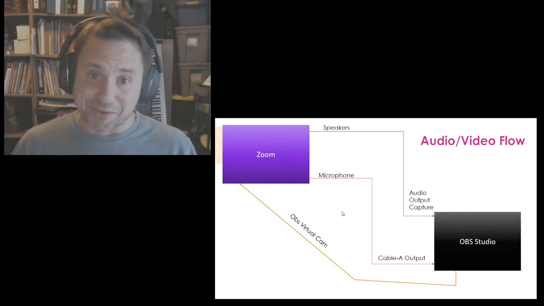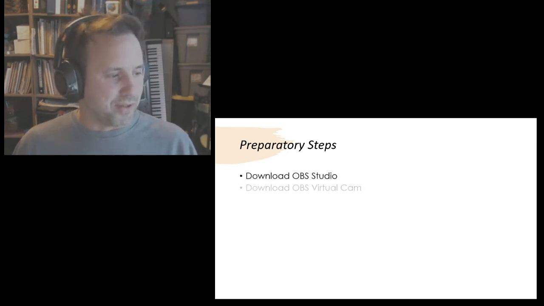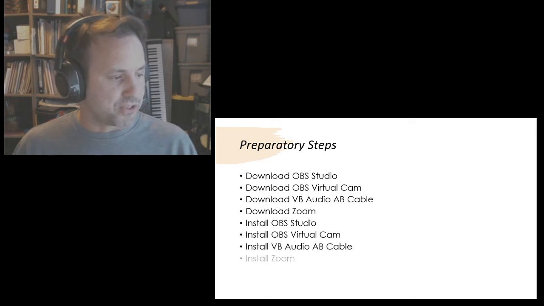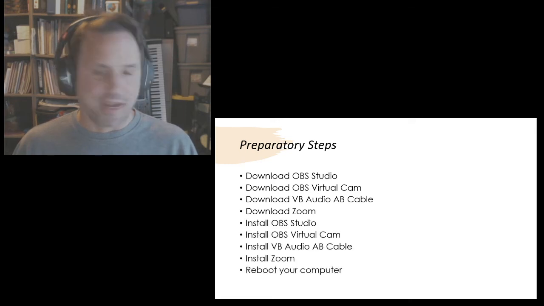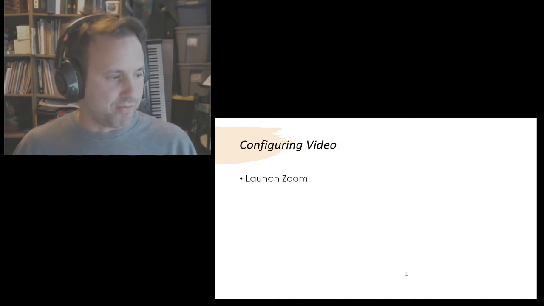So this is confusing. Let's just get away from the technical stuff and let's just do it. Let's set this up. So you've downloaded OBS Studio, you've downloaded OBS Virtual Cam, you've downloaded the VB Audio cable, you've downloaded Zoom, and you've installed all of those things, and you have rebooted your computer. So now what we're going to do is configure our video.